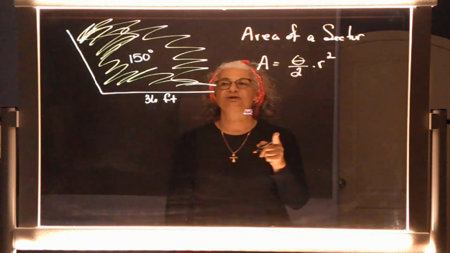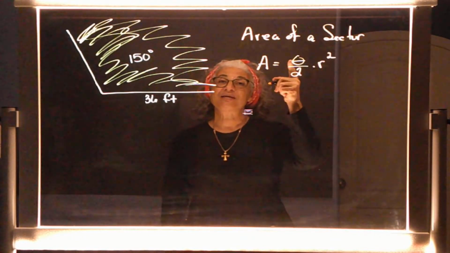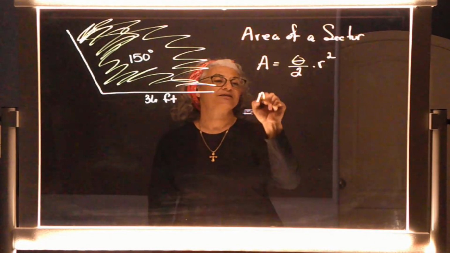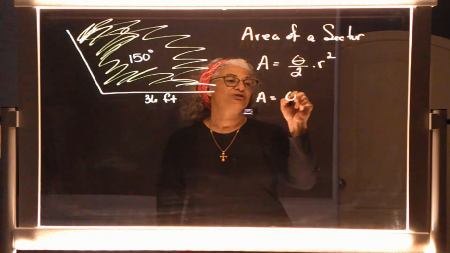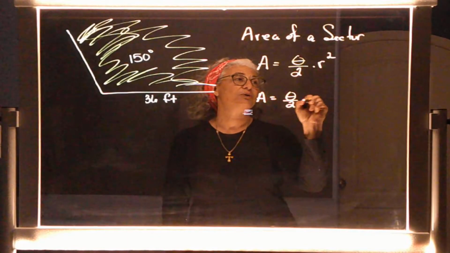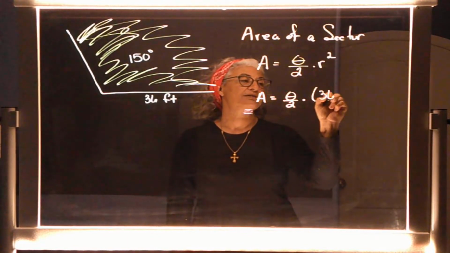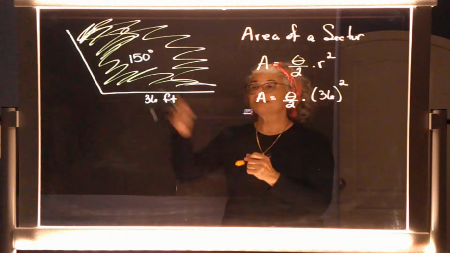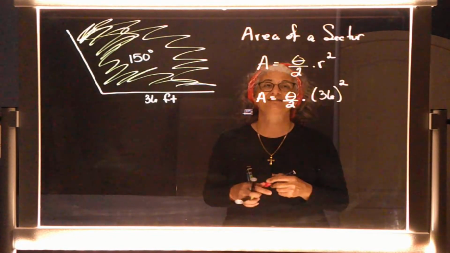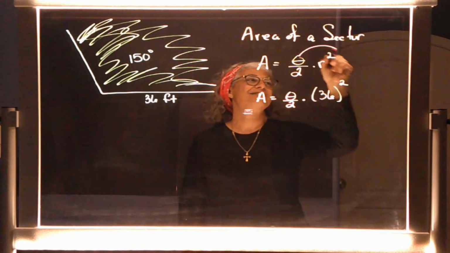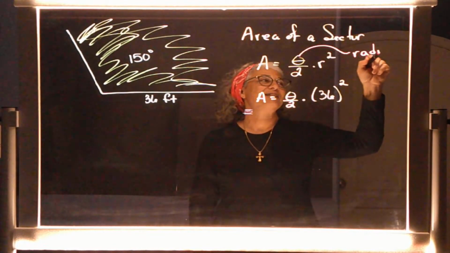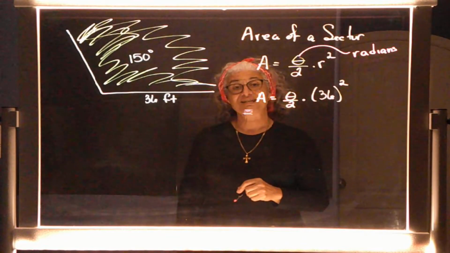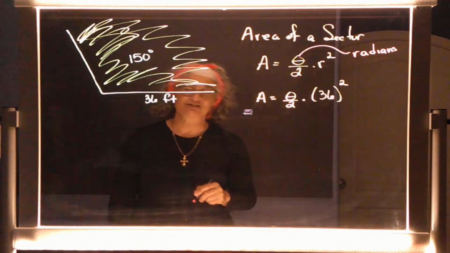Okay, so help me out. Did they give me theta or the radius? Well, they gave me the radius. They said it was 36. So I know I have theta over 2 multiplied by 36 squared. Did they give me theta? Yeah, they did. They said 150 degrees. But theta once again needs to be in radians. So, looks like I got a conversion to do.